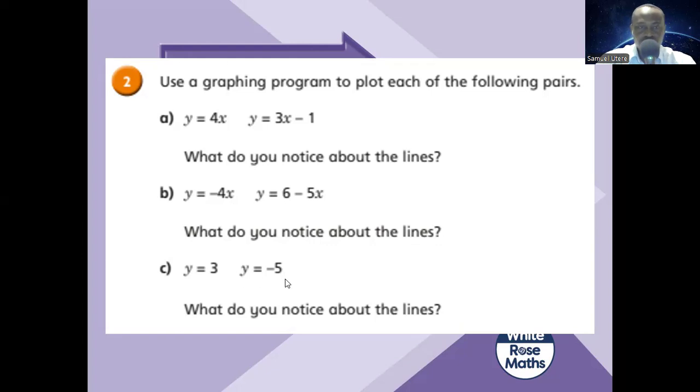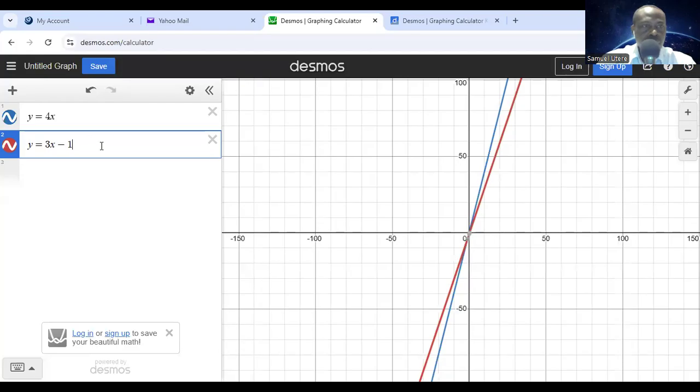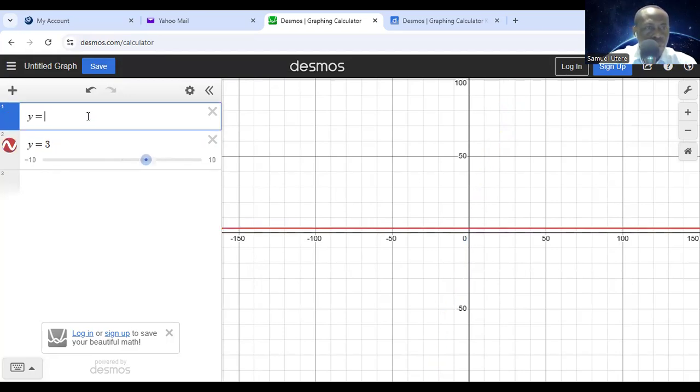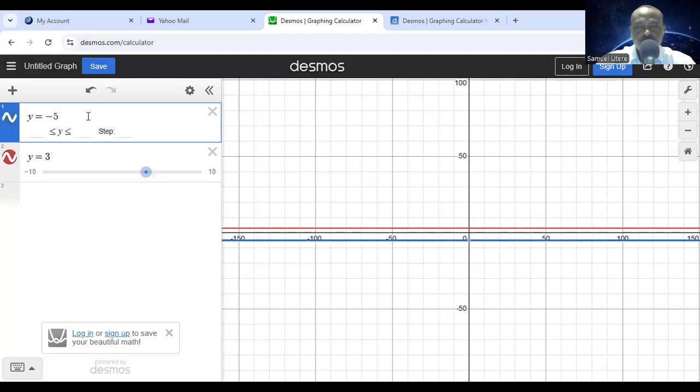Now, if we plot these, you will see something interesting. The graph of y equals 3 and y equals negative 5. So let's go there. So y equals 3 and y equals negative 5. So let's remove these. Let's use y equals 3, y equals negative 5. Wow. Okay. So you can see that we get horizontal lines.